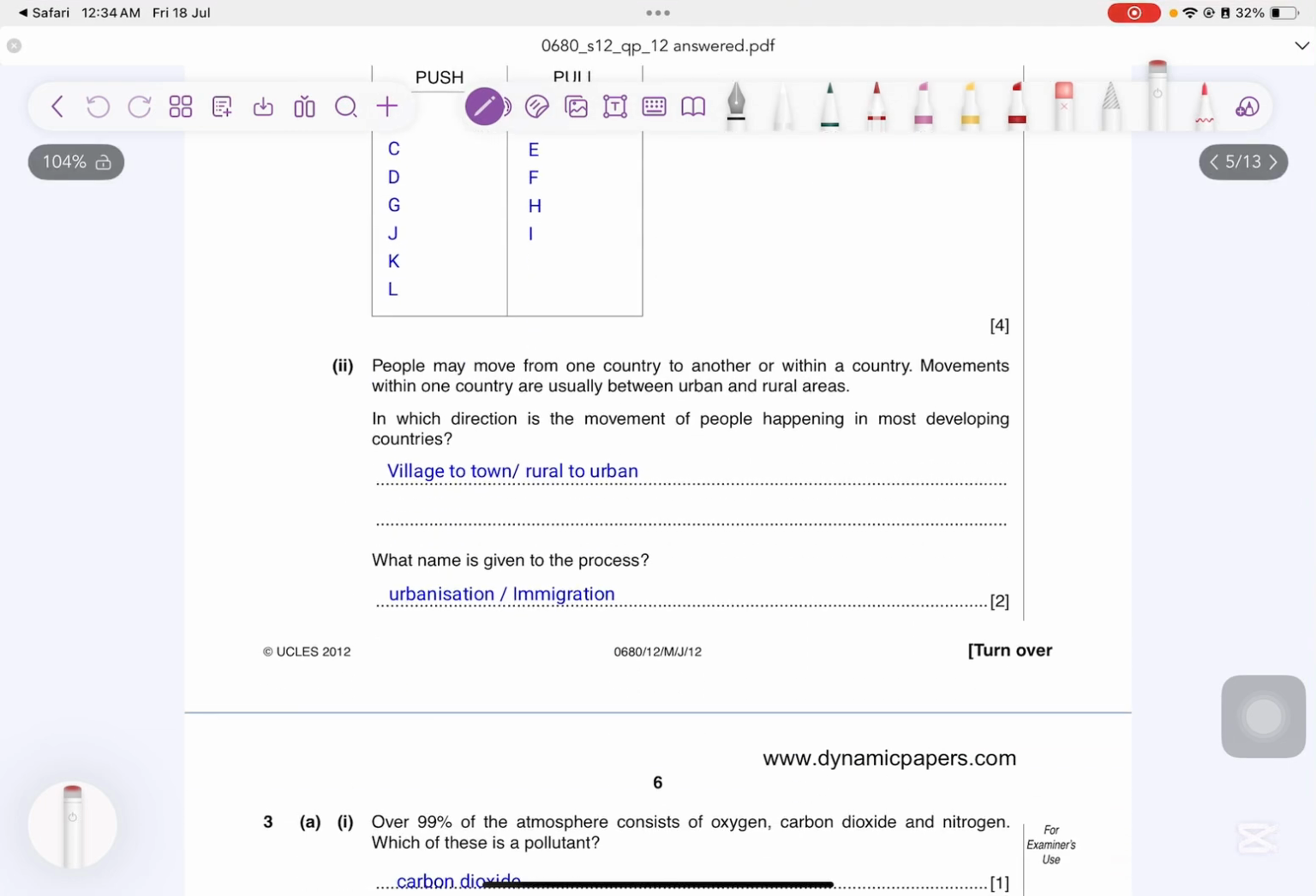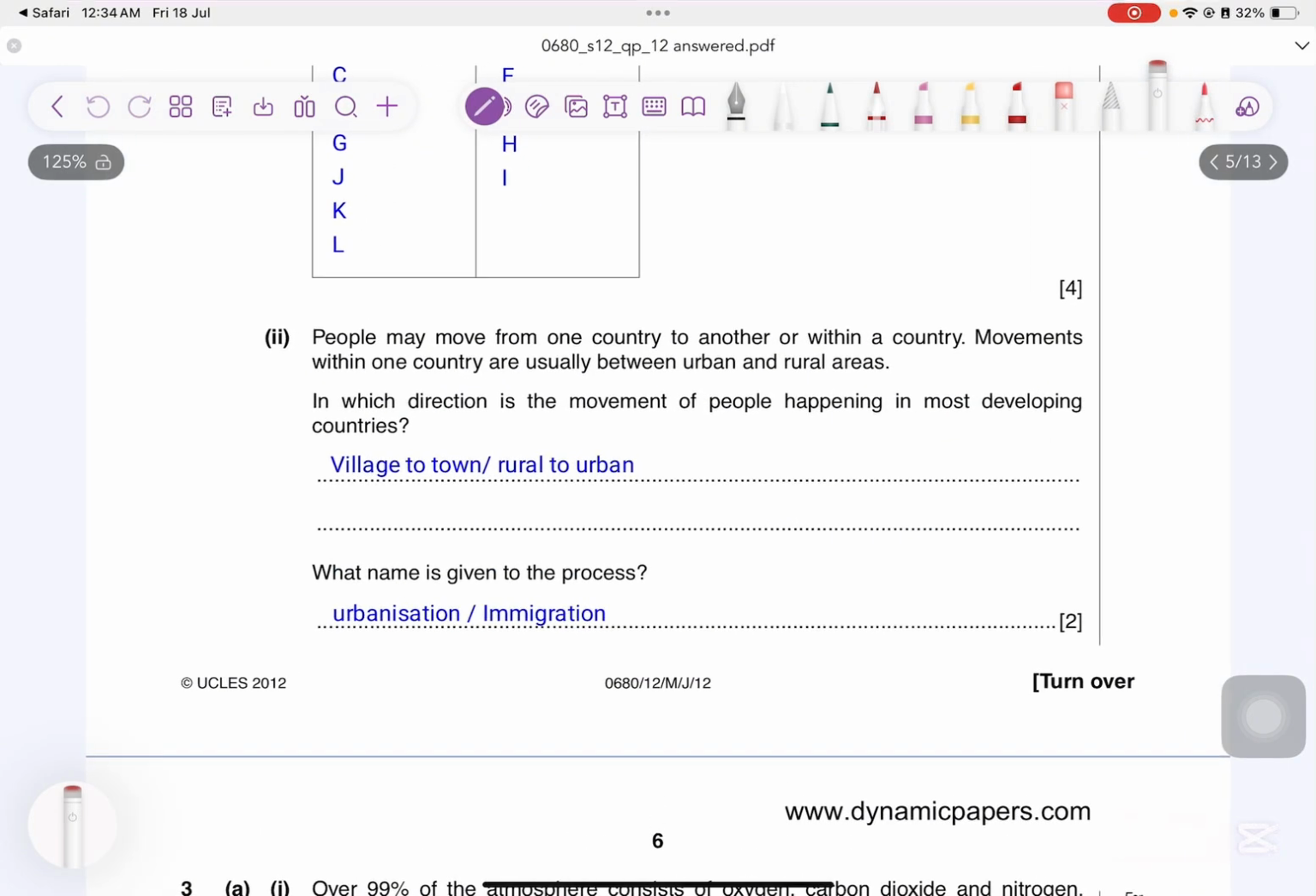People may move from one country to another or within a country. Movements within one country are usually between urban and rural, and usually people move from rural to urban. In which direction is the movement of people happening in most developing countries? Village to town, or rural to urban, and why? This happens because rural people don't have as many facilities as urban people have, due to more population presence in urban areas or in the cities.